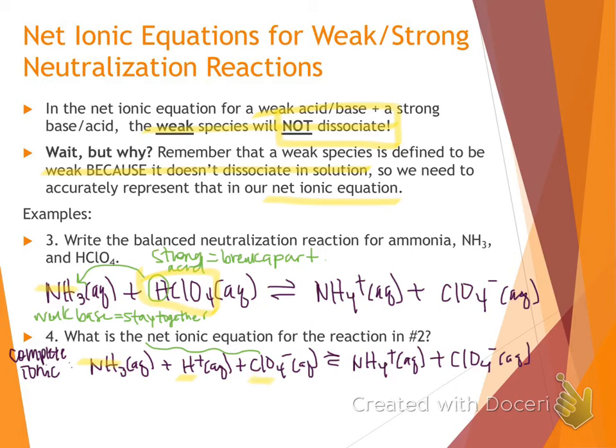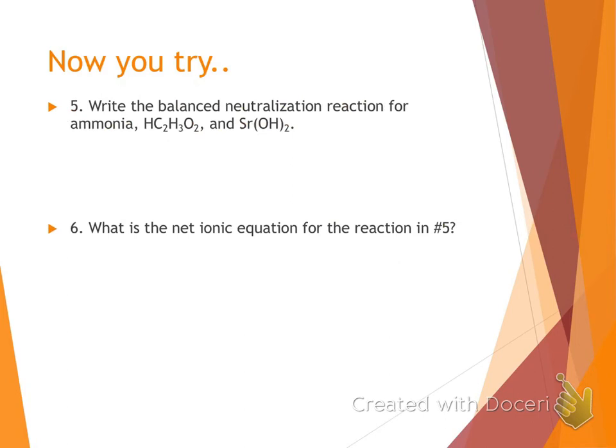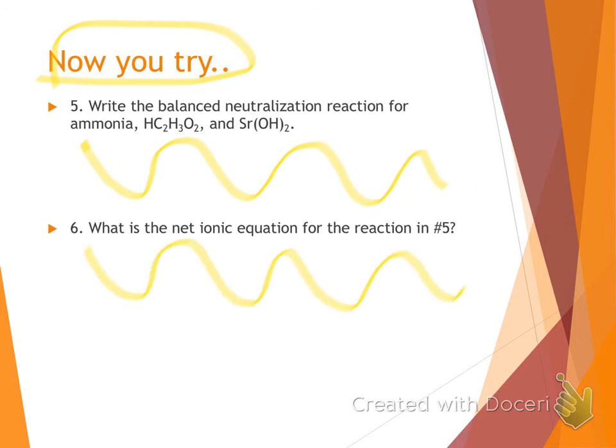From the complete ionic to the net ionic, we need to cancel out any spectator ions. The only thing that's a spectator ion or the same on both sides is that perchlorate ion. So that's going to leave us then with our net ionic equation with no spectator ions included. Again, we want to make sure that we're always including states of matter for any net ionic equation. We have one more that we're going to look at, and on this one, I do want you to try. So pause the video, give it a go, resume when you're ready to check your work.